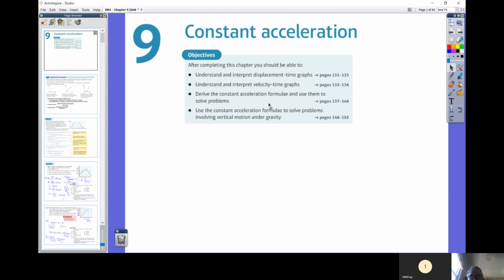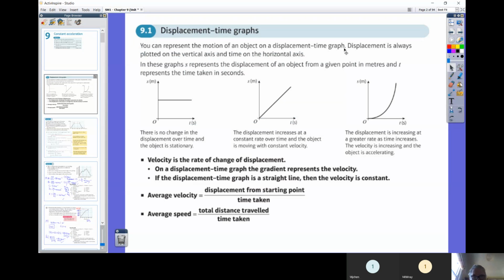So we're going to kick off with Chapter 9, and the first bit. So constant acceleration, that's what we're going to be looking at here. The first bit, 9.1, displacement time graphs. So really that's distance time graphs, just like you've done at GCSE. We've got time along the bottom and your displacement going up the side.